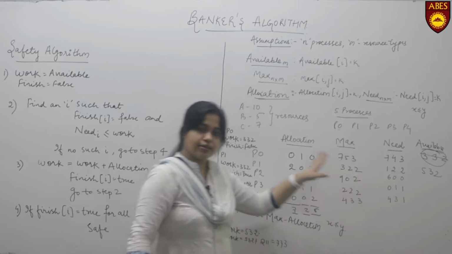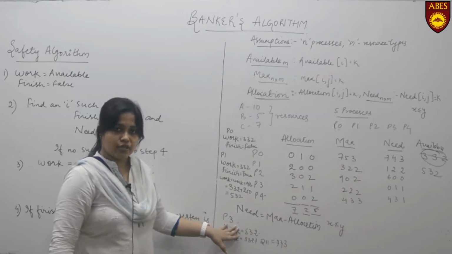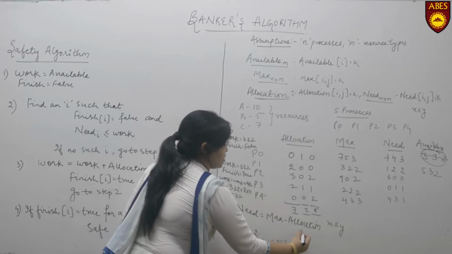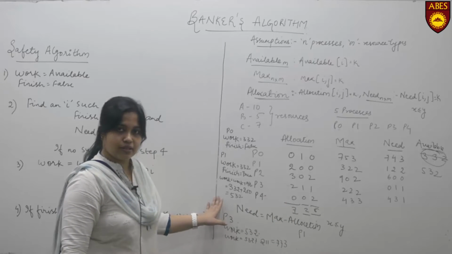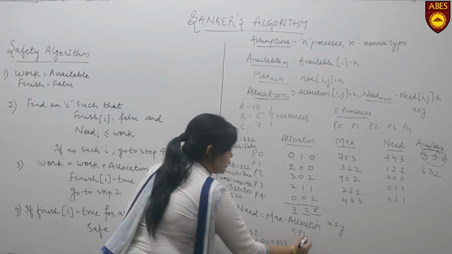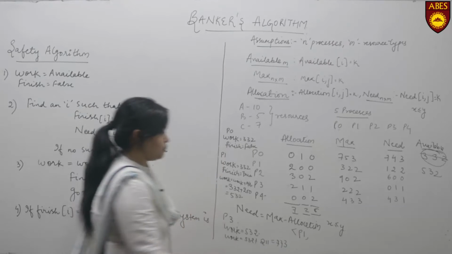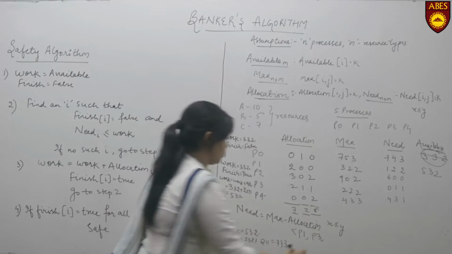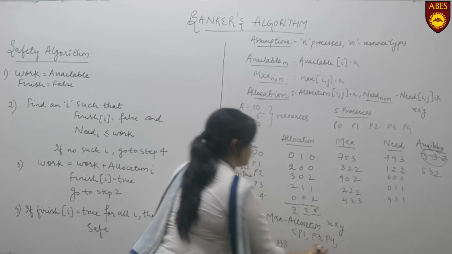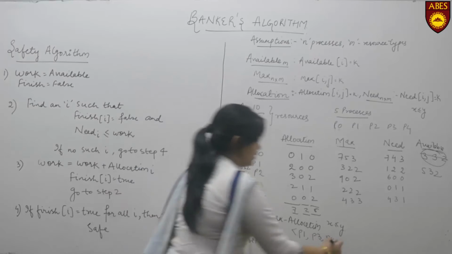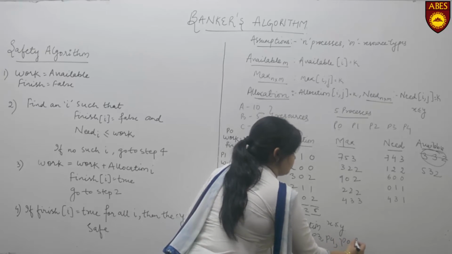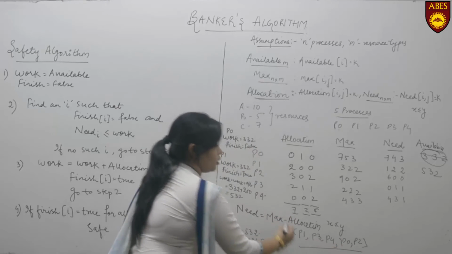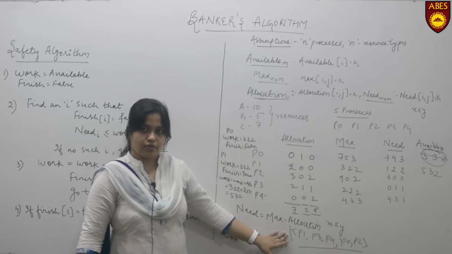So we can say in this manner we can find the safe sequence. For example, we are taking the safe sequence as P1 first, then P3, then we can serve P4, then we can serve P0, and then we can finally serve P2. So this is the safe sequence that we are getting with the help of Banker's algorithm. Thank you.